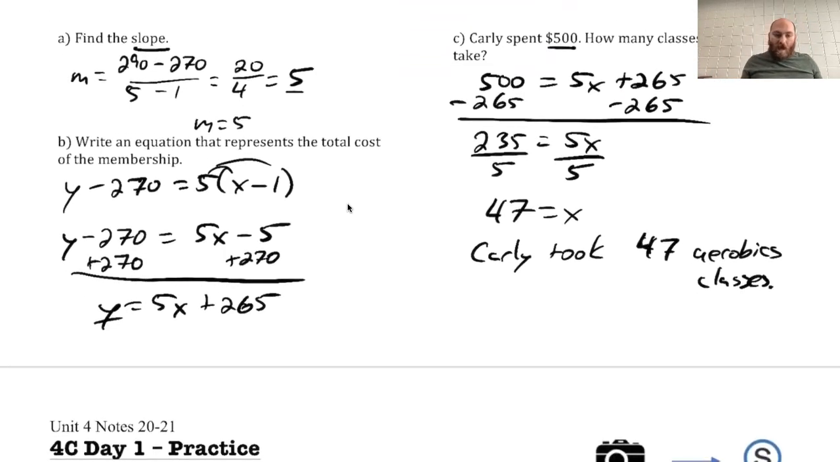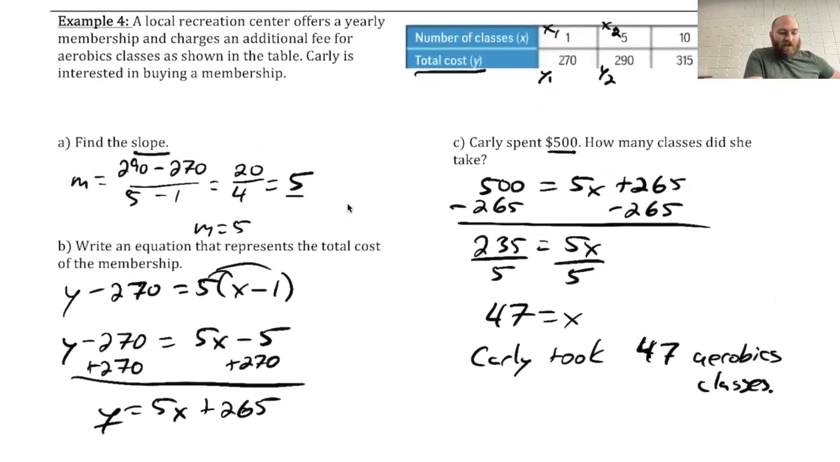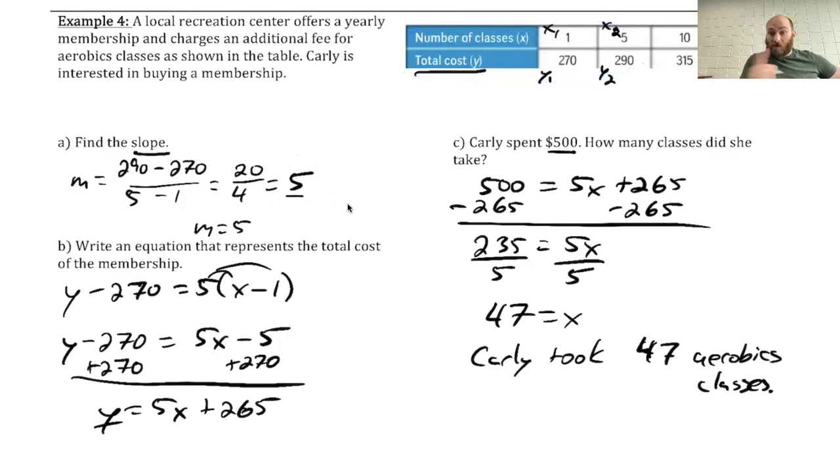Okay. It didn't talk about it, but some things to note. Remember, when we found the slope here, that's changing costs over changing classes. So when I got a slope of 5, if I interpret that, that is $5 per class. So that's what our slope is representing there. Look at my slope intercept form. Without any aerobics, my initial yearly membership is $265 because that's that initial amount idea. So just a little bit more of interpreting slope and y-intercept in terms of the context there.